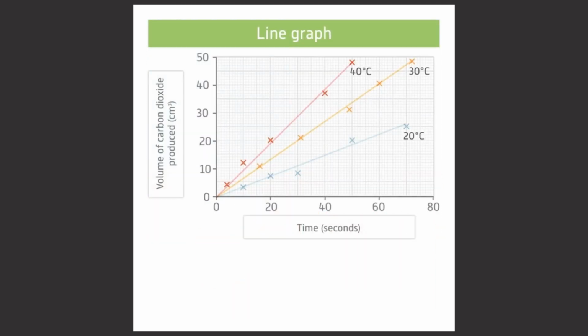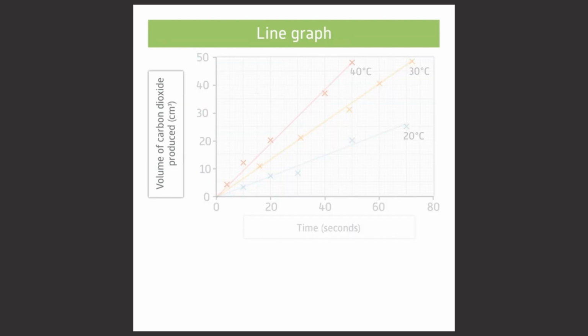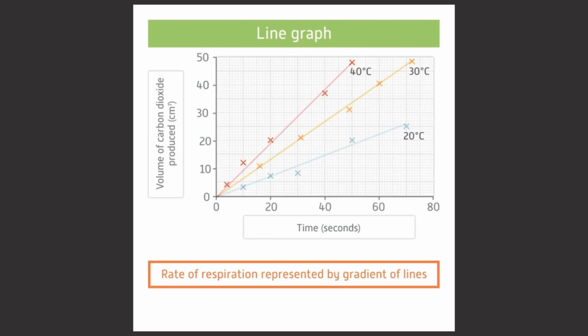You can draw a line graph of your results by plotting volume of carbon dioxide produced on the y-axis of your graph and time on the x-axis. The rate of respiration is represented by the gradient of the lines.